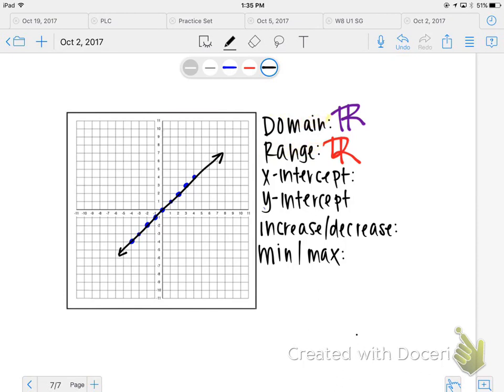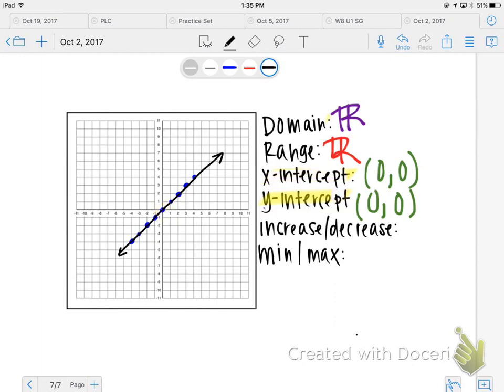Next, I want to talk about our x-intercept and our y-intercept. Now, everybody should be pretty familiar with this. Okay? If we look closely, we can tell that both of our x and our y-intercept are right here at 0, 0. So let's go ahead and mark that down. Everybody should be very familiar with x and y-intercept. X-intercept is where our line touches the x-axis, and our y-intercept is where our line touches the y-axis.